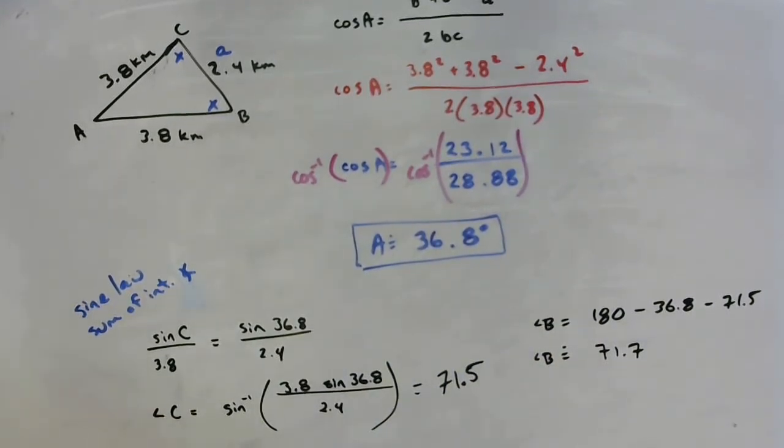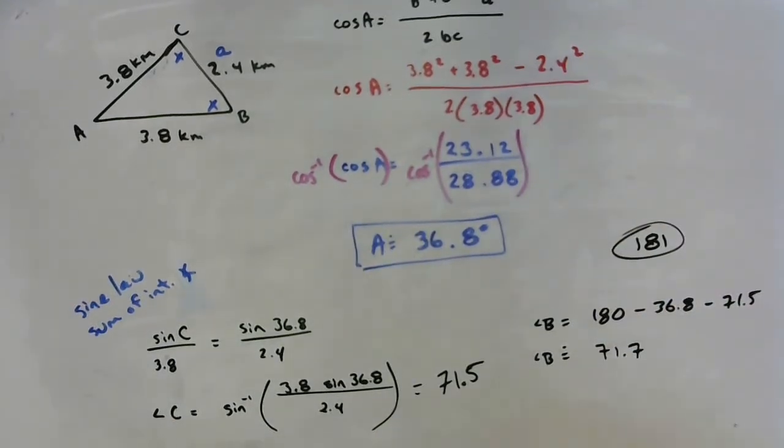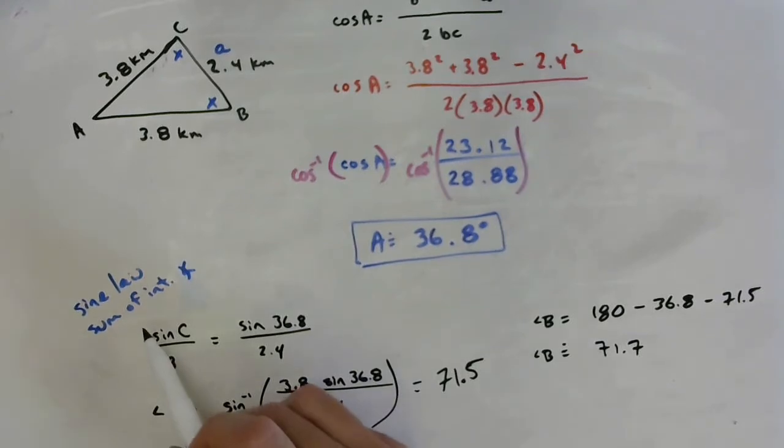Okay, and again, you would probably round these each to 72, and this guy would round to 37, and then they'd actually add up to 181. But it's just estimating. Okay, that's how you would use it if you went to use sine law.